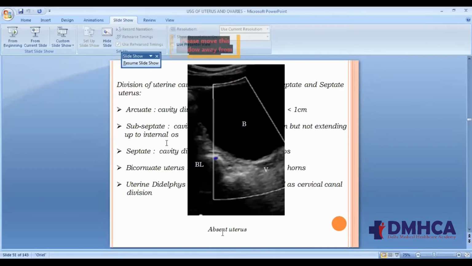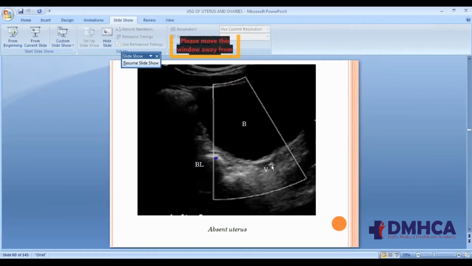You label it as imperforate hymen. Now, another entity which we talked about is the absence of the uterus. What we see is a line with a hyperechoic line within. This is the vagina. This is the bladder, and this hyperechoic dome-like area is the bowel loop. So the cervix as well as the uterus were not visualized in this case.